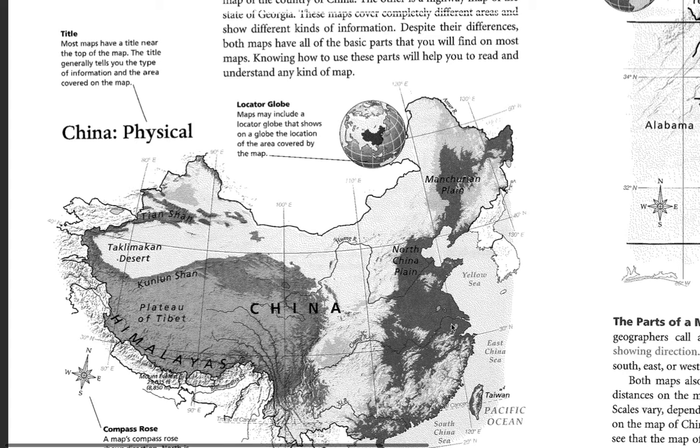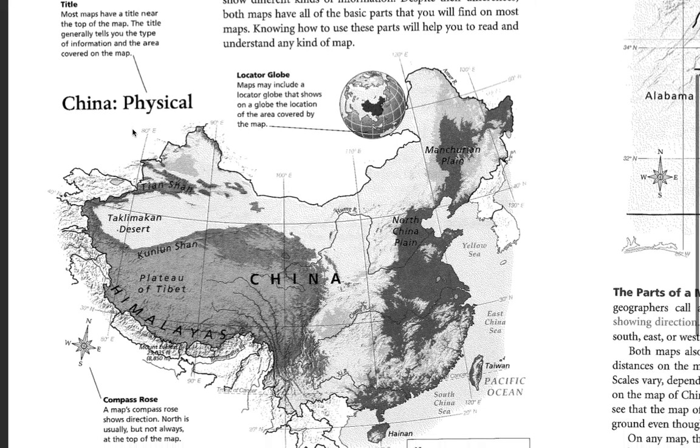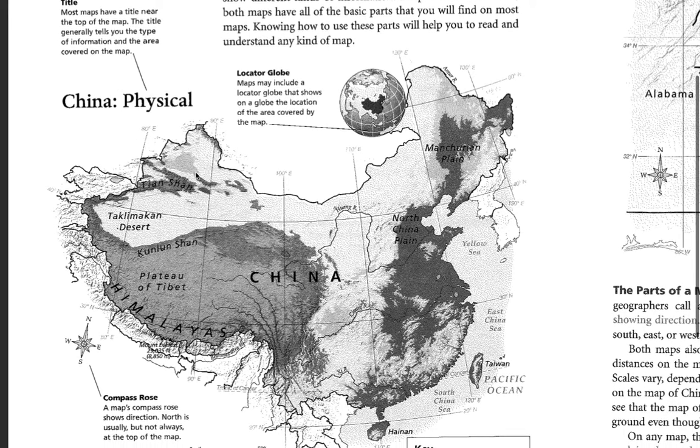Okay, get your bearings. So up here's Russia. Over here's the Pacific Ocean. All right. Right here, the locator globe. Right here you can see where China is. Maps may include a locator globe that shows on a globe the location of the map. Here's a title up here. Most maps have a title near the top of the map. The title generally tells you the type of information and area covered on the map.